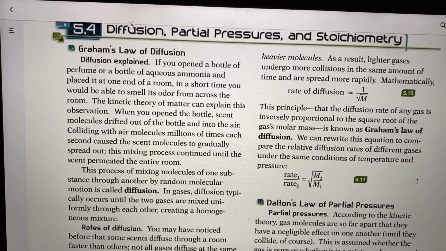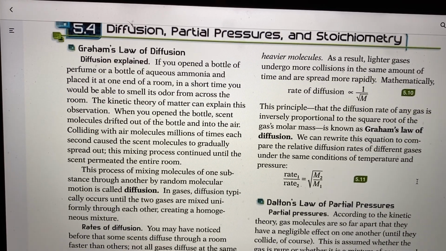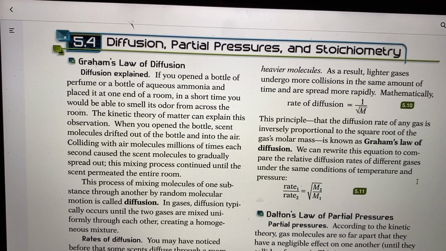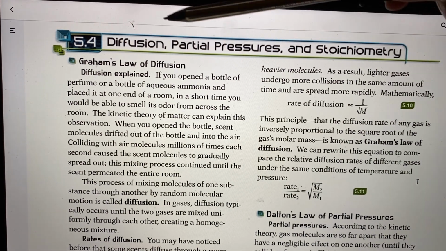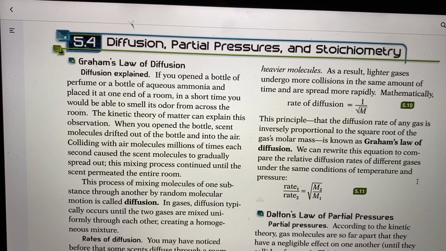So we're going to talk first of Graham's law of diffusion. Now we've got a new guy, Graham. Just think of Graham as having to do with diffusion. First of all, you have to know what diffusion is. Diffusion is like when you open a bottle of perfume, and suddenly you smell the odor clear across the room as the odor spreads. That's because of the kinetic theory of matter: the molecules are spreading and suddenly you can smell those molecules.